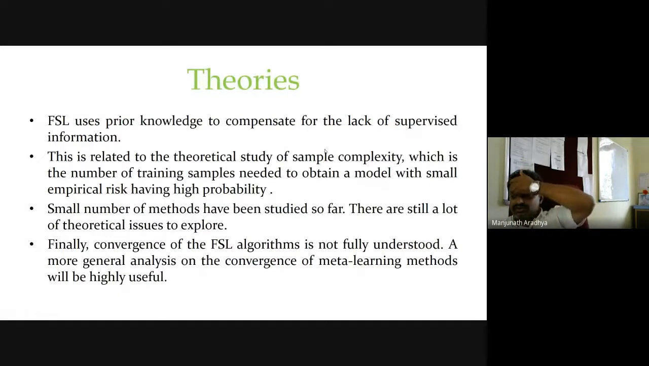Finally, the convergence of FSL algorithms is not fully understood. So a more general analysis of the convergence of meta-learning methods will be highly useful, and only a small number of methods have been studied so far. There are still a lot of theoretical issues to explore. I said in the beginning of my slides that this is not a mature field like traditional machine learning approaches. It is totally immature. You will hardly see a couple of papers, like Siamese network, triplet loss, or many other things. But people are now working on this line.